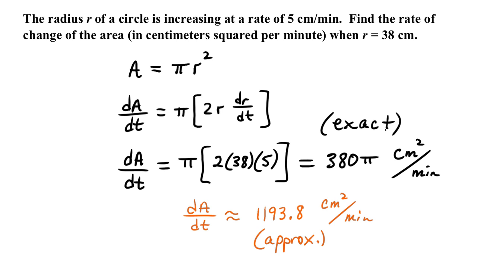This gives us a product of 380 pi. This is your exact area in centimeters squared per minute. That's the change of the area at this exact snapshot. If you're asked to approximate, that's fine too. You'll just simply type 380 pi into your calculator. You guys told me in class this was the calculator approximation. And that's the change in area when the radius is exactly 38 centimeters. So whether you're asked to give exact or approximate, just pay attention to the problem in your homework.